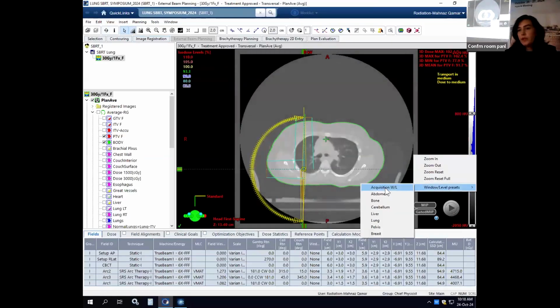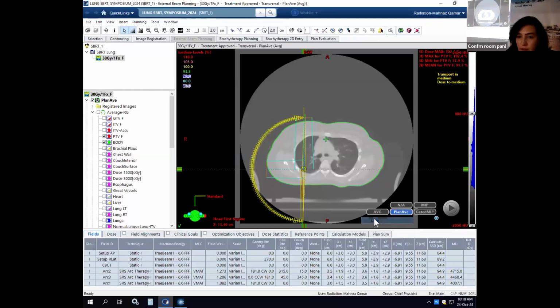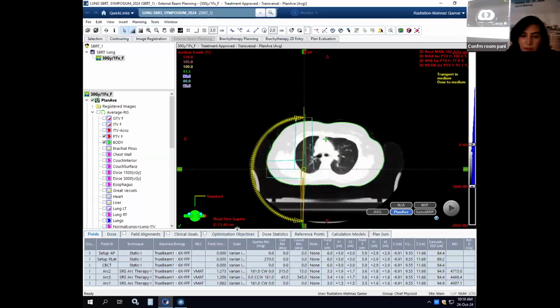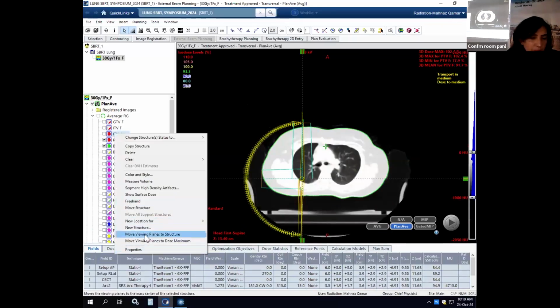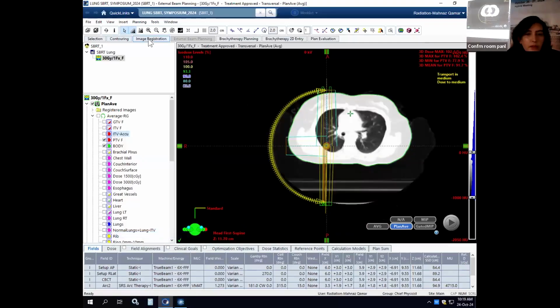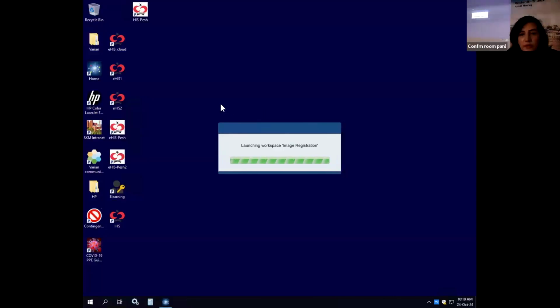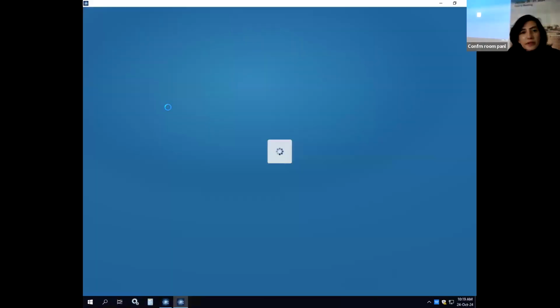For lung, as a motion management approach, we use the 4D CT. We may use the 4D CT with amplitude gating, phase gating, or sometimes even breath hold. For this patient, we did a 4D CT and tried to assess the motion. And we found that there was quite a bit of movement in this case. So I will go to image registration just to show the motion that we observed.